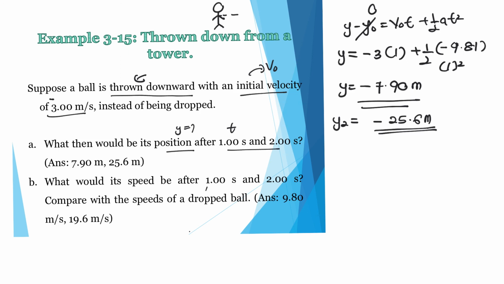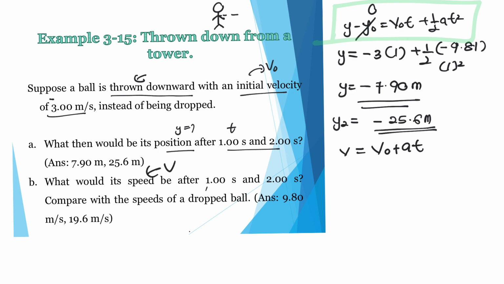What would its speed be after 1 second and 2 seconds? The question asks you about speed, so you are not going to use the same formula because there's no speed in this formula. You need to use another formula that has speed, time and initial velocity. I think the best formula would be v equals v naught plus at, because the question asks about speed, which is final velocity.